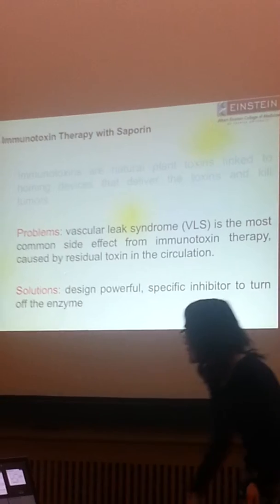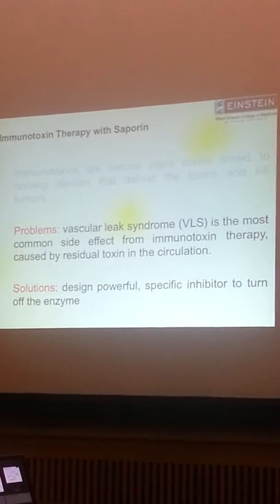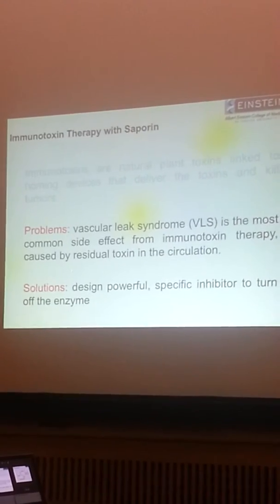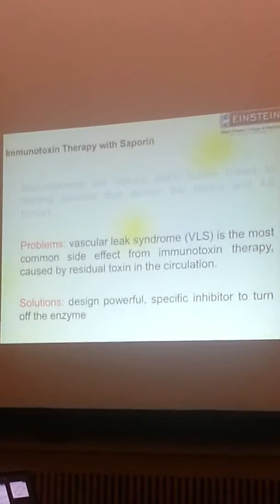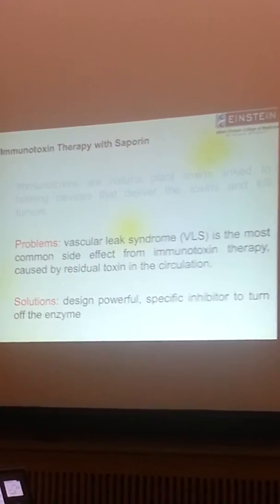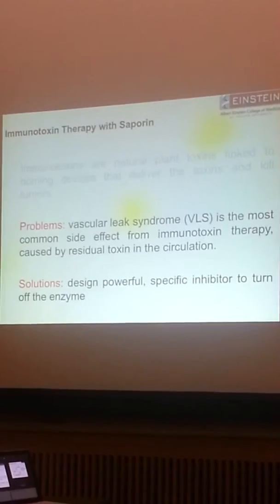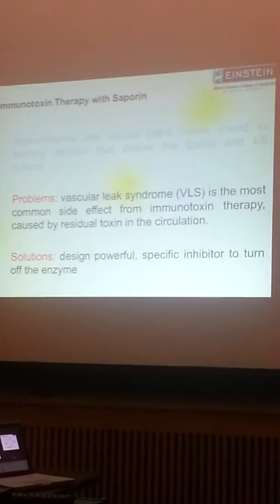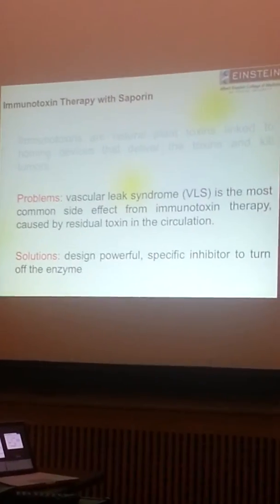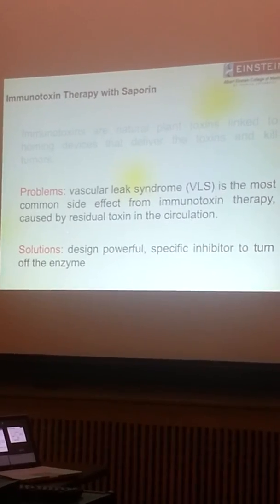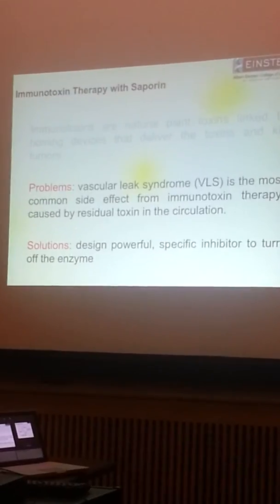But the problem is that vascular leak syndrome is the most common side effect of immunotoxin therapy, because once they kill the tumor cell, they can damage normal tissue. So in our lab, we try to use transition state theory to design powerful, specific inhibitors to turn off the enzyme once it kills the cancer.